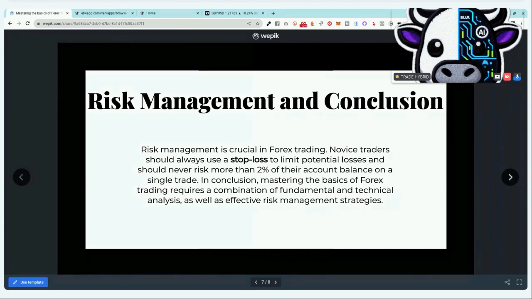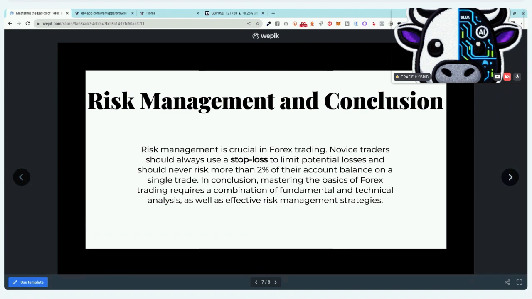Here's the most important part: risk management. Risk management is crucial in Forex trading. Novice traders should always use a stop loss to limit potential losses and should never risk more than 2% of their account balance on a single trade. So that means if you have $100 in your account, you're not risking more than $2 per each trade.